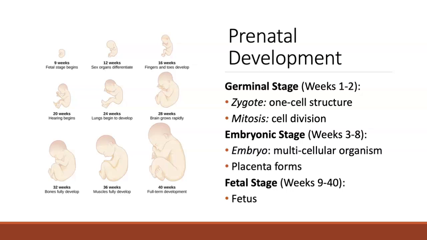Finally, around week 9, it enters the fetal stage. At this point, it is now called a fetus. Not a zygote, not an embryo, it is now called a fetus. And this continues all the way until the end of pregnancy. So usually by around week 12, a few weeks into the fetal stage and the end of the first trimester, all of the major organ systems are formed. It is during this stage that the brain continues to develop, and then the body adds size and weight, until the fetus reaches full-term development.